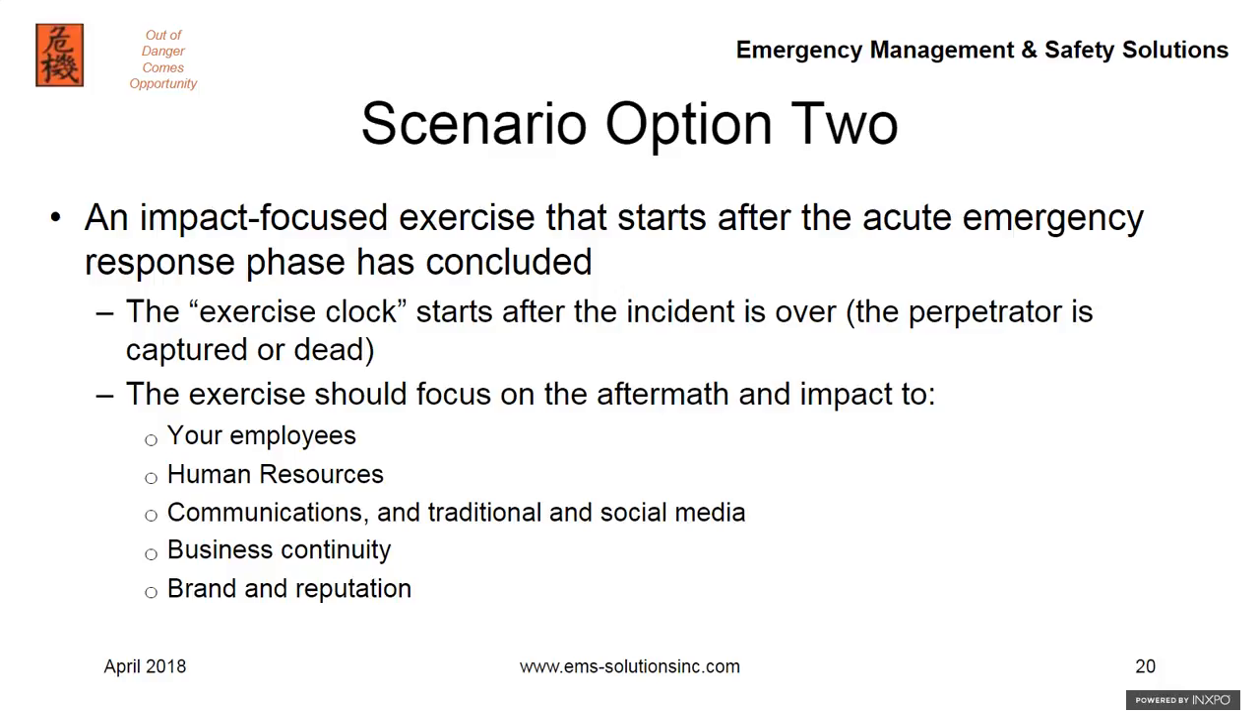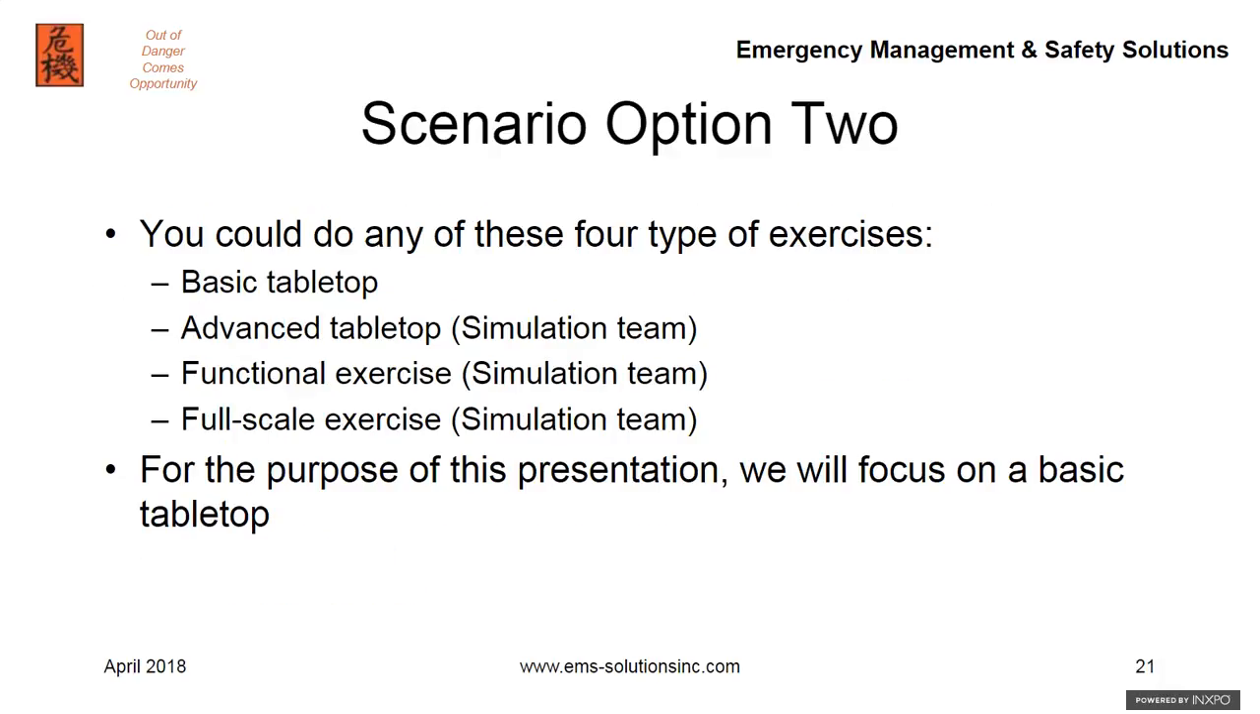And you can imagine what that is. What about your employees? What's happening with them? What about human resources? How are they going to support not only the employees, but contractors and family members? What about communications? And that's both in the traditional and social media space. How are you resuming your business? How are you dealing with the brand and reputation impacts of having people killed or shot at your facility? Those are huge issues that we need to really spend time peeling back.